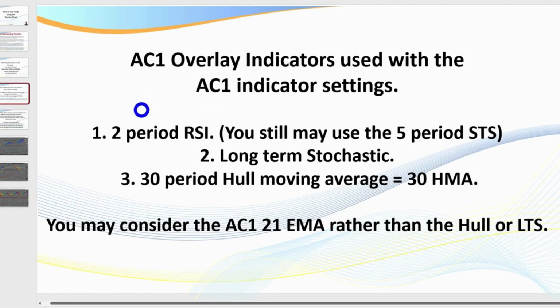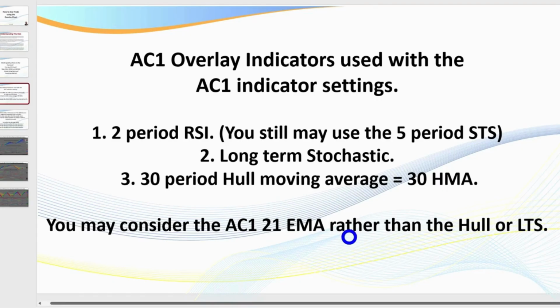So we're using the exact same settings, by the way, we would have on an anchor chart 1, except they're in a lower window. And I like the 30-period Hull, which is the 30 HMA. Now it's like a triple smoothed moving average, but instead of a Hull or even the long-term stochastic, you might even use the anchor chart 21 EMA.